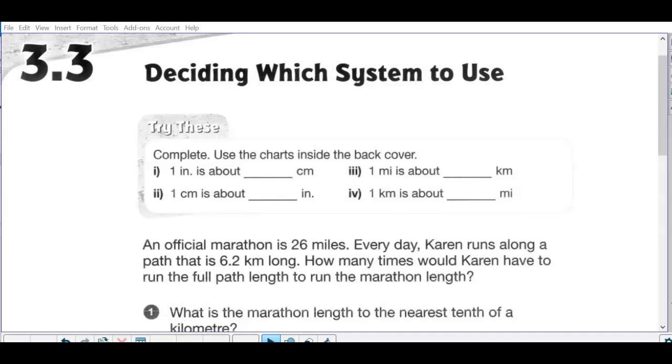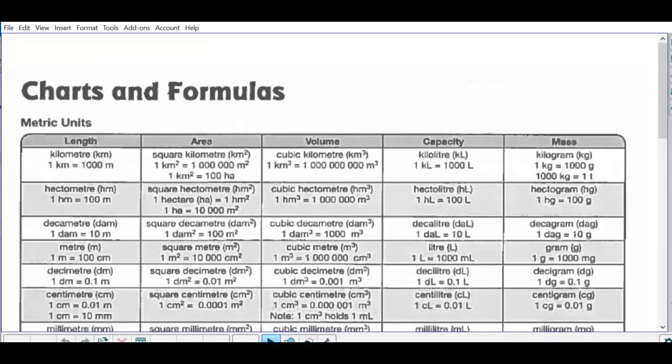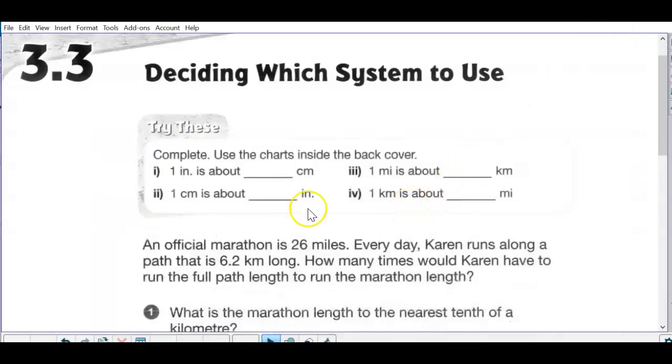Chapter 3.3, deciding which system to use. So that means deciding whether to use metric or imperial. In the Try These, let's take a look at what that says. It says use the charts inside the back cover. Just to show you, sometimes it's inside the front cover, but that's this page that has all the conversions. So that's what we're going to be referring to.